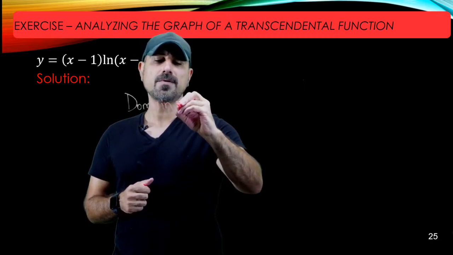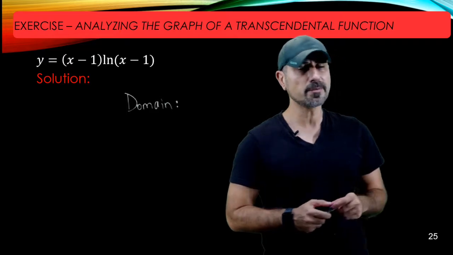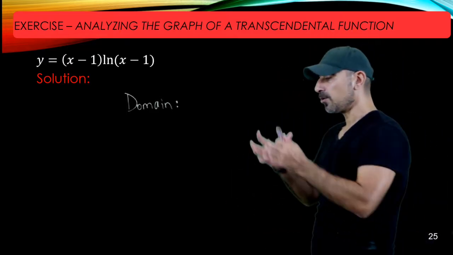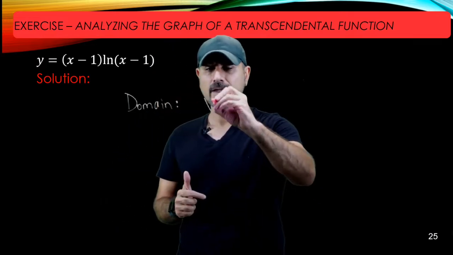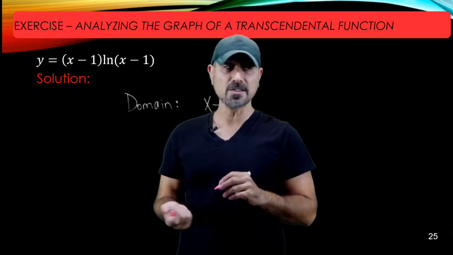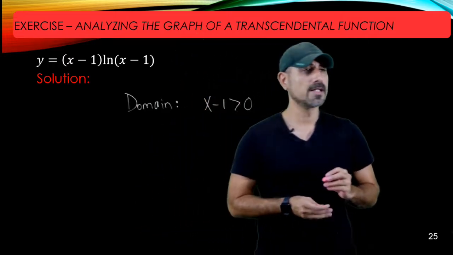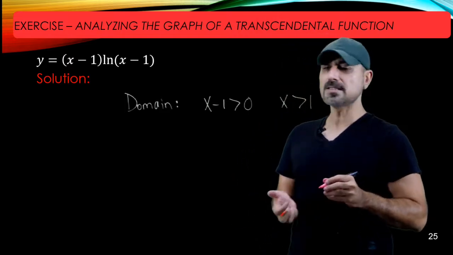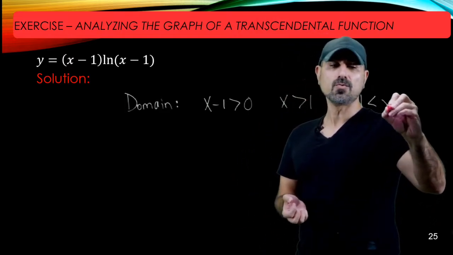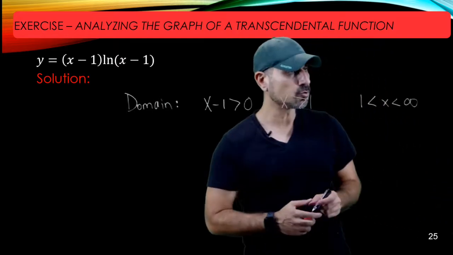To find the domain of this function, we have to remember that the ln function, the logarithmic function, is defined for strictly positive inputs. So x minus 1 cannot be 0 or negative, but has to be positive. That implies x is strictly bigger than 1, and this makes up our domain, which is 1 to infinity. x is not even allowed to be 1.